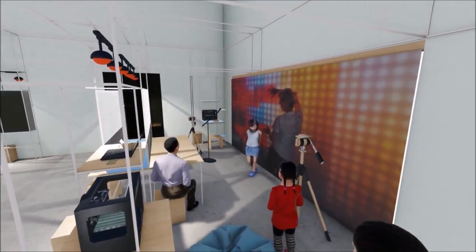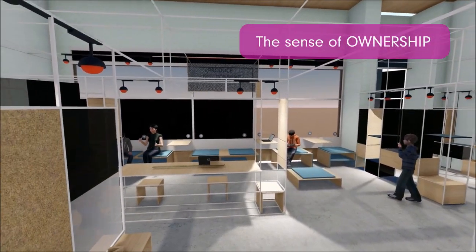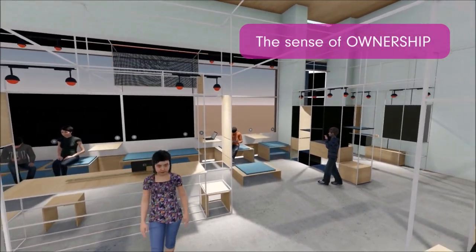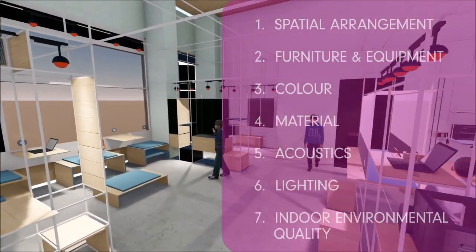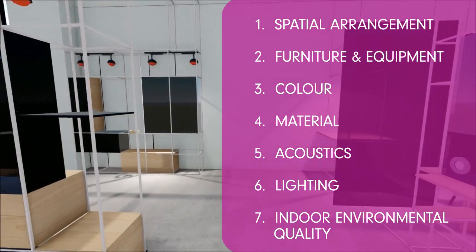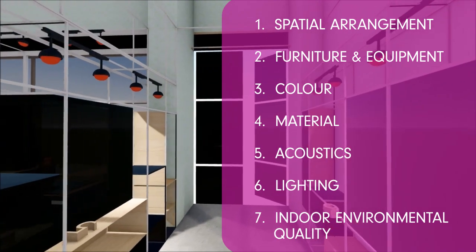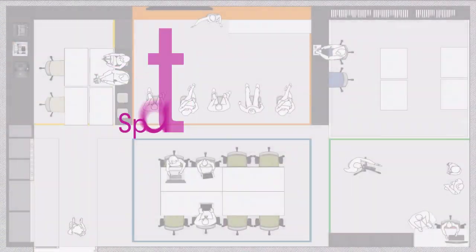The way the space is set up influences how students feel, think, and act in the learning environment. Accordingly, there are 7 indicators that make up a learning space that should be taken into account. They all work together to affect learning and teaching performance as well as productivity.